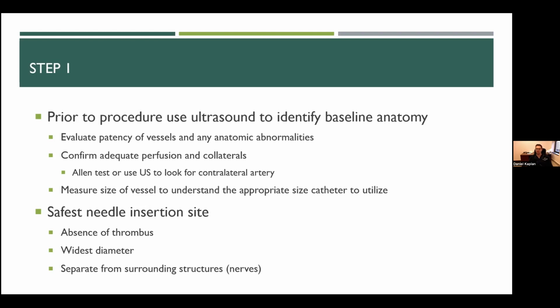You want to look for your safest needle insertion site. So you want to look for an area where there's an absence of thrombus. Thrombus in your artery is a little bit rarer to see compared to your vein. You want to look to see where your artery is largest in size. Typically make your target a little bit bigger. And then you want to make sure you understand your underlying anatomy and try and stay away from your nerves so that you're not causing any nerve injury.